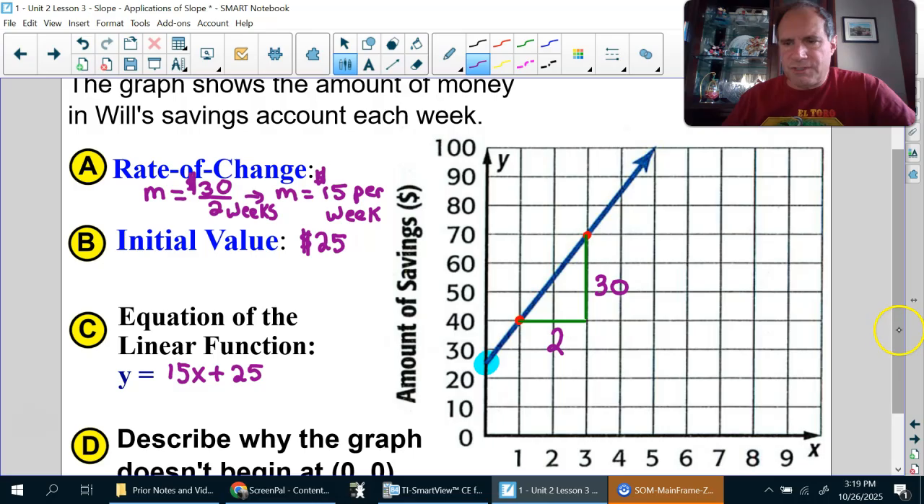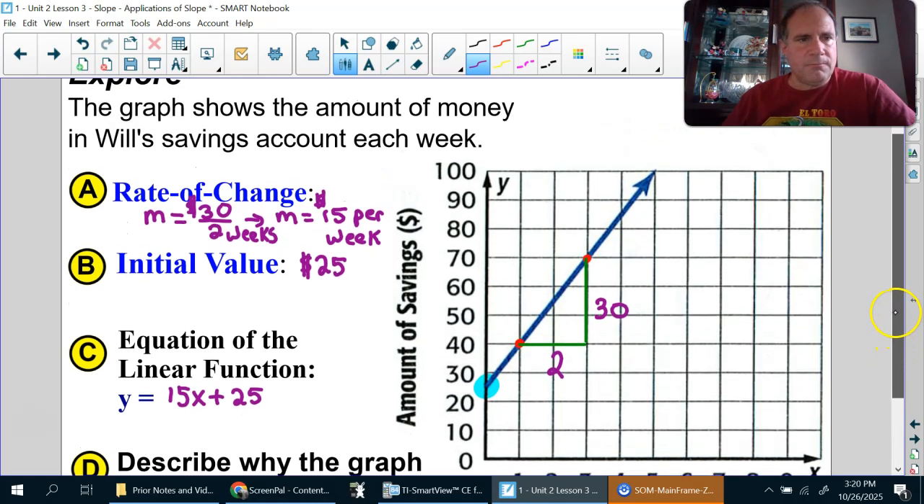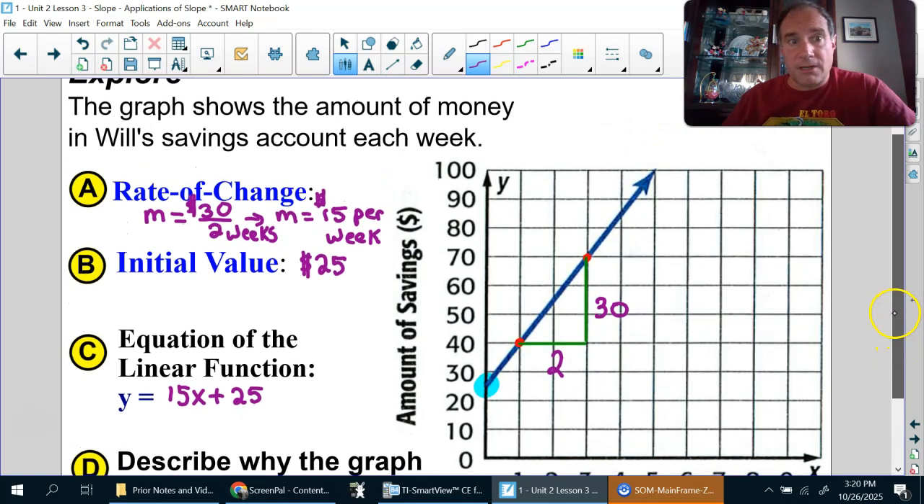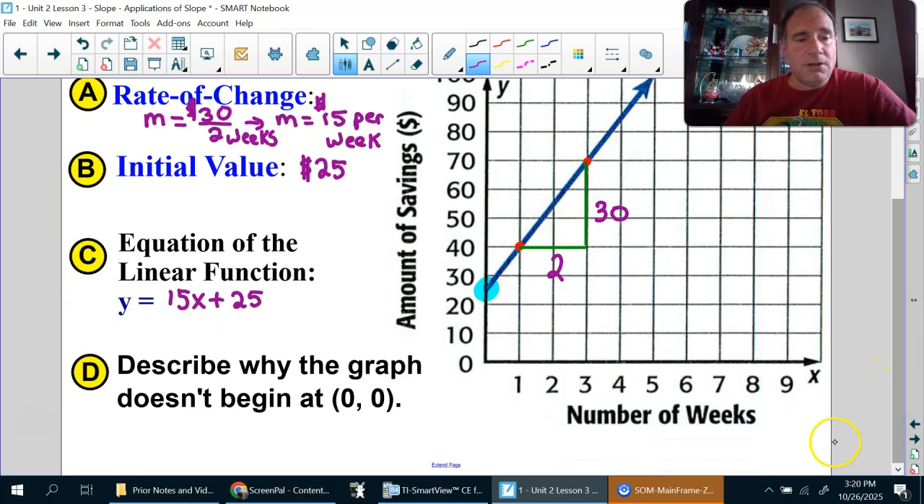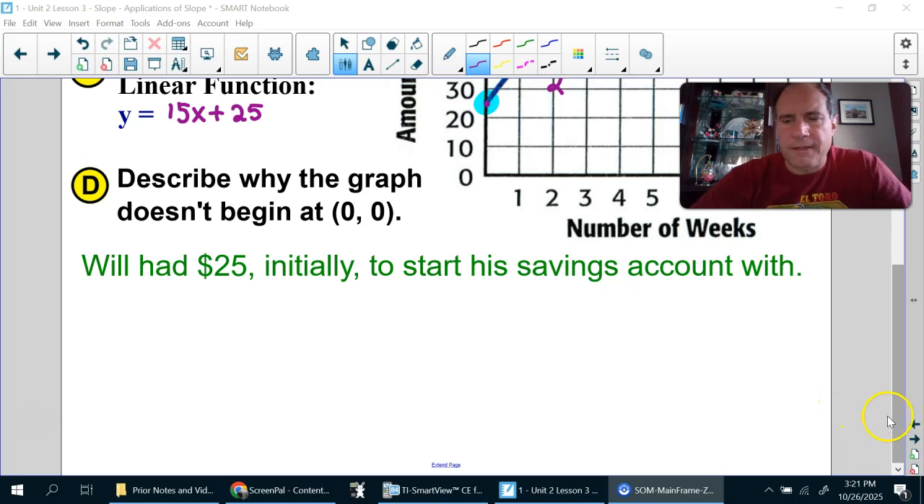So this is the amount of savings per week in Will's savings account. It shows the amount of money in this account. Why doesn't the graph start and begin at 0, 0? Well, pretty easy. Will had money. He had $25 at the beginning before he started saving. So he starts at this 25. That's why it doesn't start at 0, 0. And there it is.